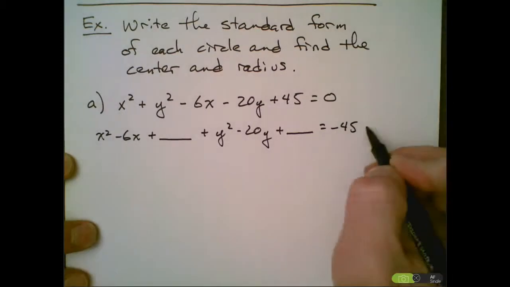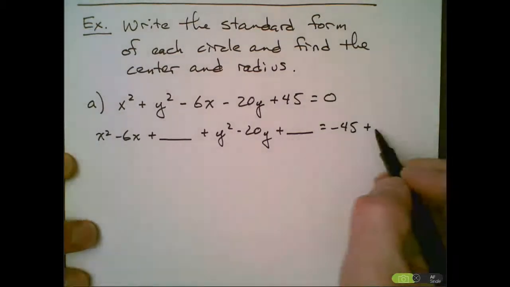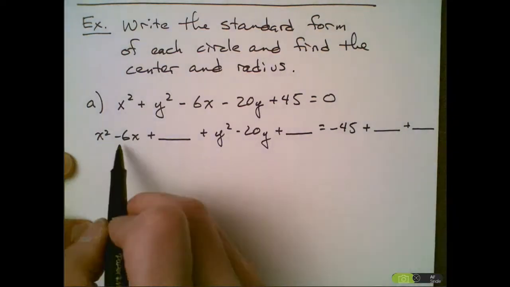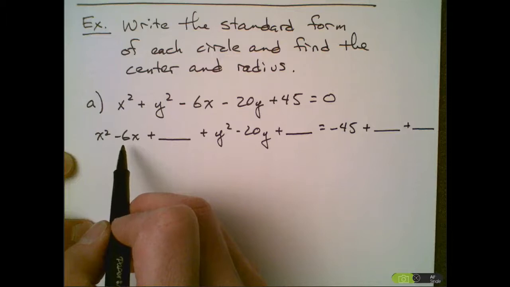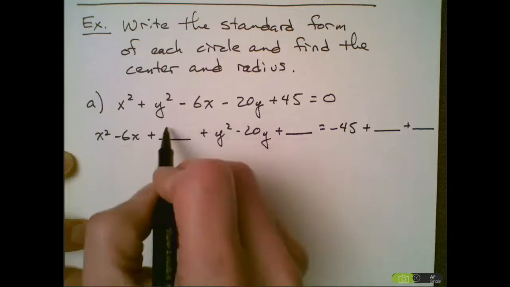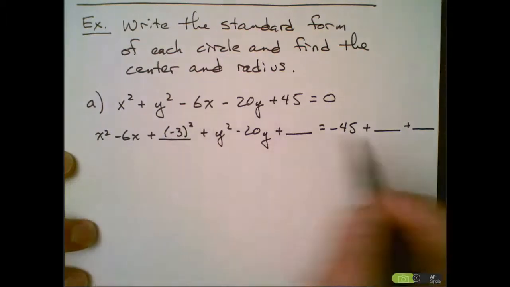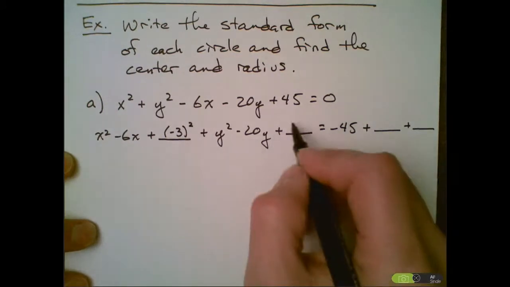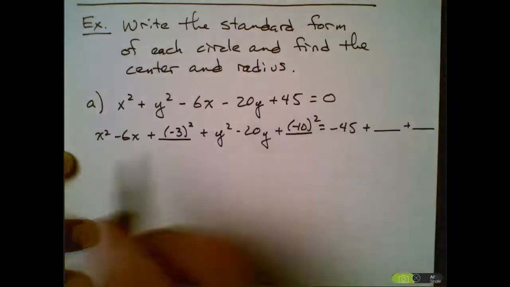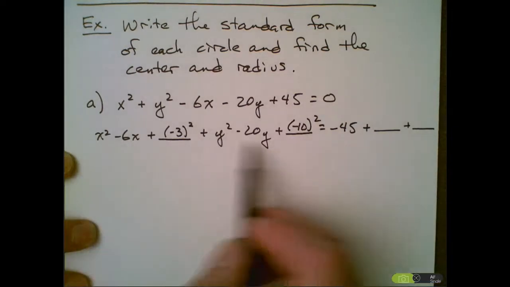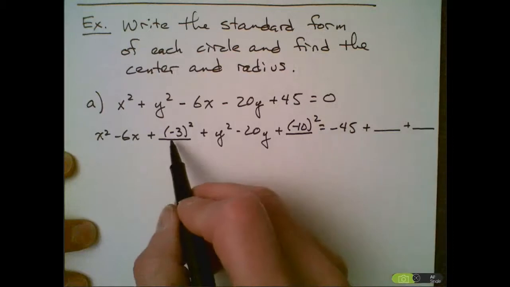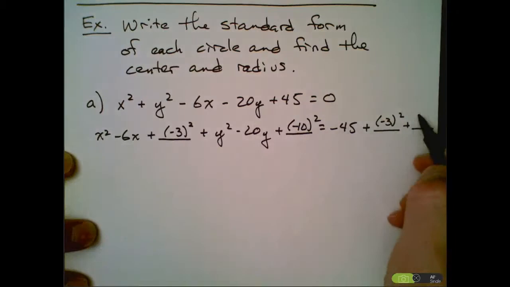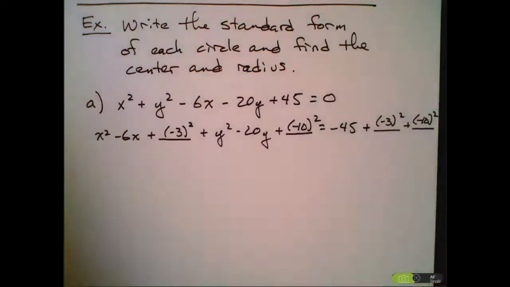So negative 45. And then if I add these two things over on the left, I'm going to have to add those two things over on the right as well. So when we complete the square, we look at our x term. We have negative 6, so we want to take half of that. That's negative 3, and then we square it. Then we look at the coefficient of the y term, negative 20, so half of that is negative 10, and then we'll square it. So now we have a perfect square trinomial here and a perfect square trinomial here. Since I'm adding negative 3 squared here, I'm going to add negative 3 squared over here, and negative 10 squared on the left, so negative 10 squared on the right.